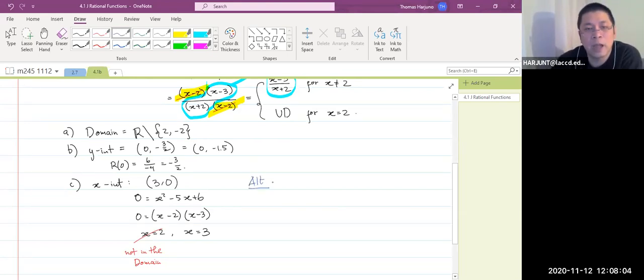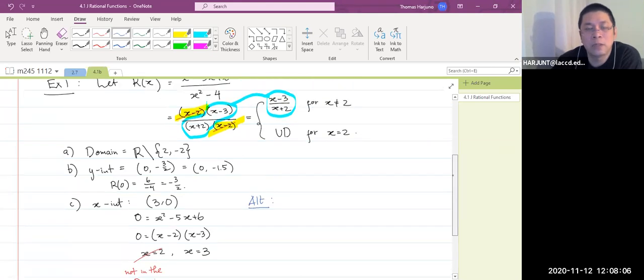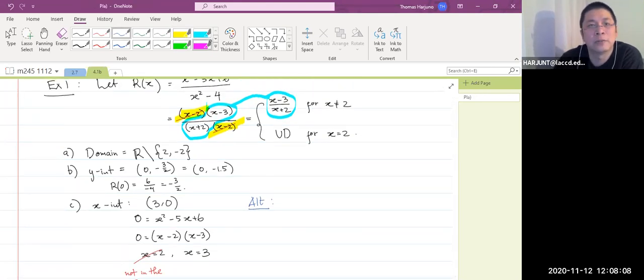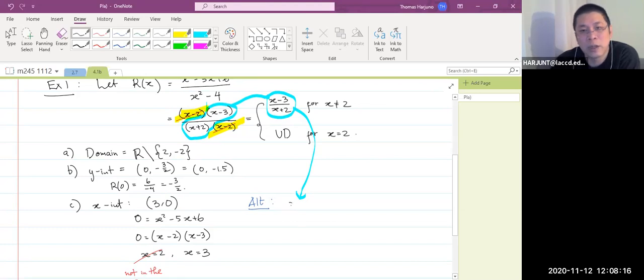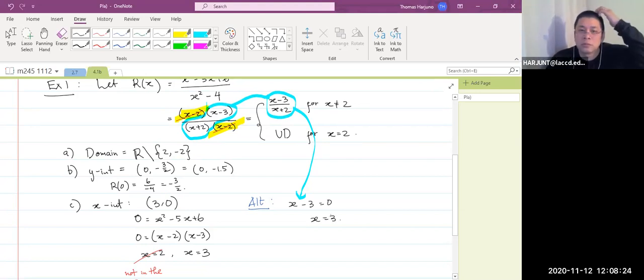Now, alternatively, we can find the x-intercept from the simplified version. The numerator has to be 0. x minus 3 equals 0, x equals 3. Okay, so the x-intercept is (3, 0). Of course, you still need to check if that 3 is in the domain or not.